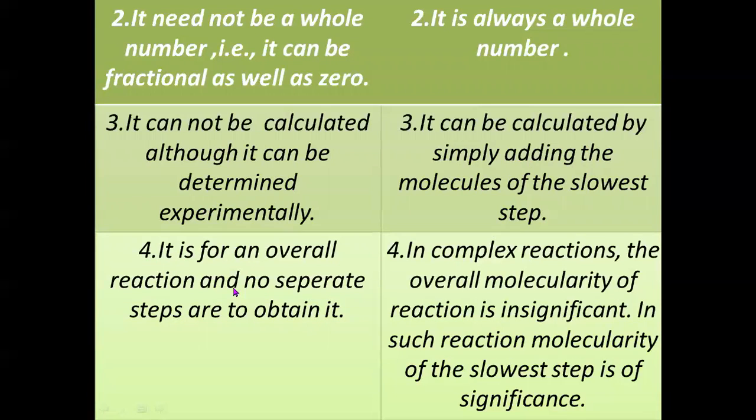The fourth one is that rate of reaction is for the overall reaction, and no separate steps are to be obtained. While we calculate the rate of reaction experimentally or theoretically, we need only one step. And in a complex reaction, the overall molecularity of reaction is insignificant. Why? Because it will be carried out in different steps, and hence we take the slowest step in which we can calculate the molecularity of reaction, and that step only is of significance.